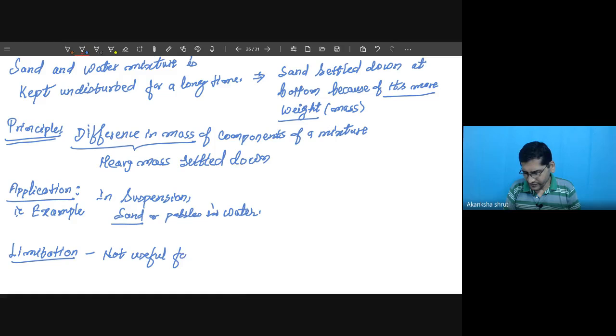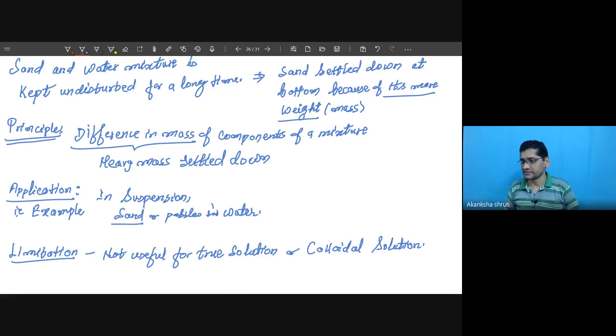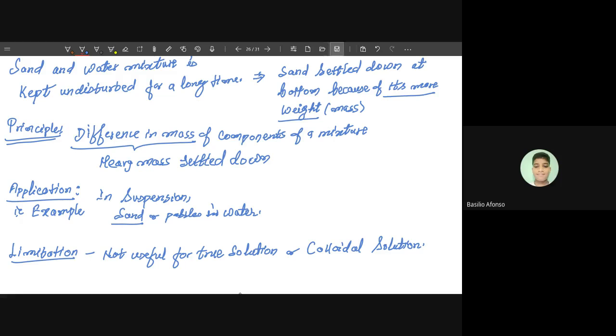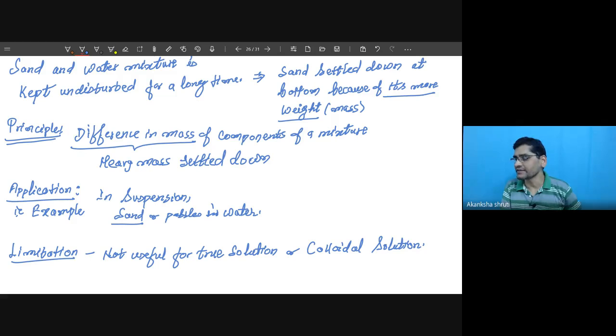Not useful for true solution or even colloidal solution. In both cases you cannot use this method. Okay students? Because the particles dissolve, their particle size is smaller and their weight is also not very heavy. It is possible that the particle size is very fine, say iron dust or fine iron particles in water, and if you leave it, though these iron particles are very fine, they are very heavy, so they will settle at the bottom.